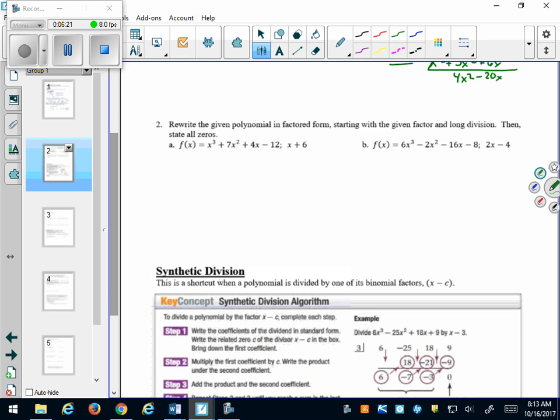Now we can use long division to write the zeros of a polynomial, right? Just by dividing by whatever factor they're giving us. Let's do this one together, okay? X plus 6 goes into x to the third. Now we have to always look for, do we need placeholders? We don't actually need placeholders here.